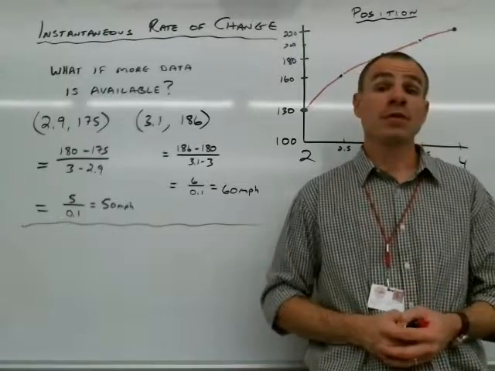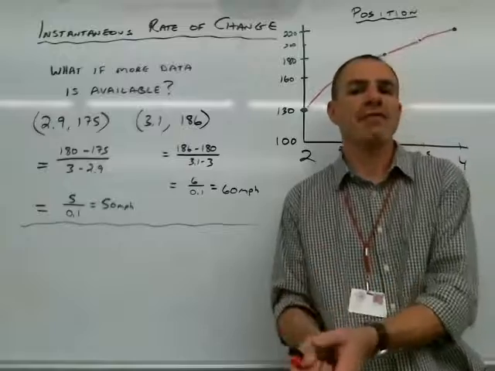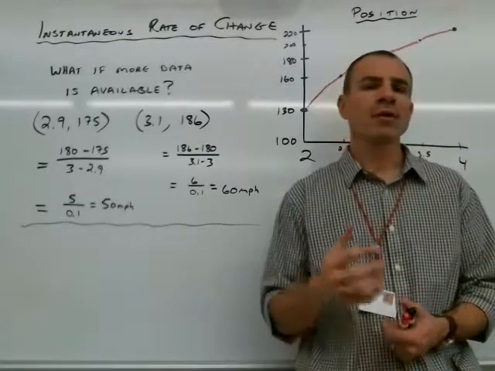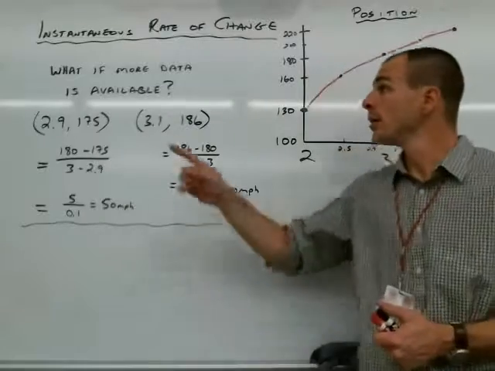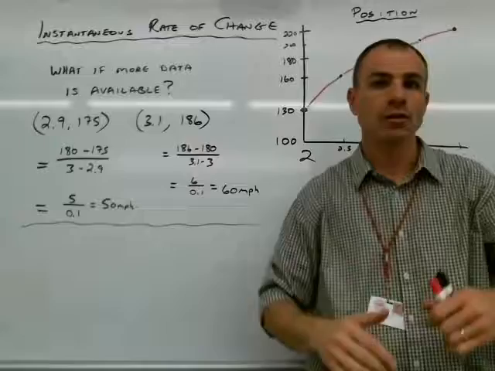So as I mentioned in the previous video, it would help if we could get even closer. So instead of being a half an hour away, 2.5 and 3.5, what if we were only a tenth of an hour away? All right, 2.9 and 3.1. This is that next section of notes that you have there.